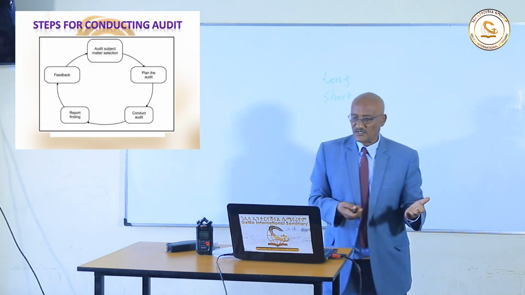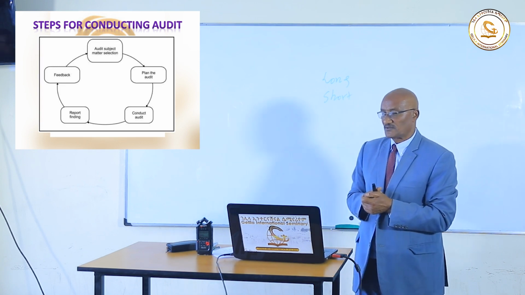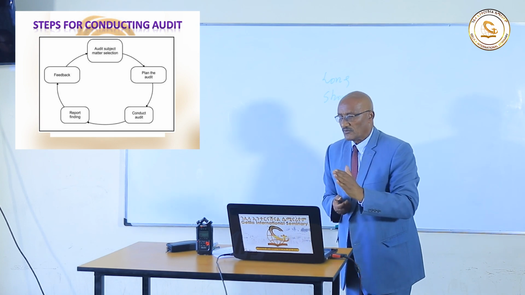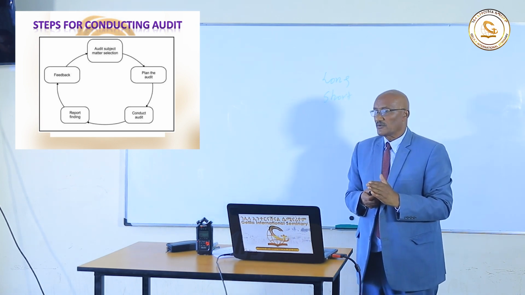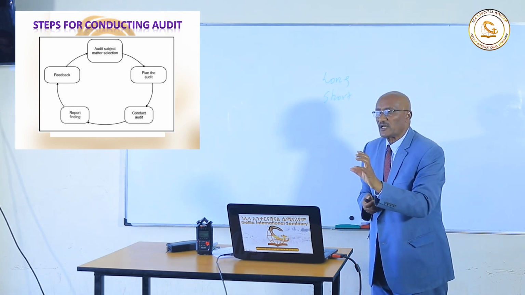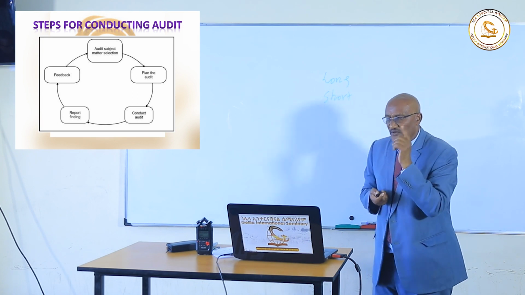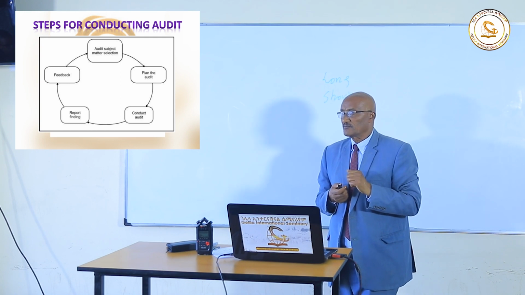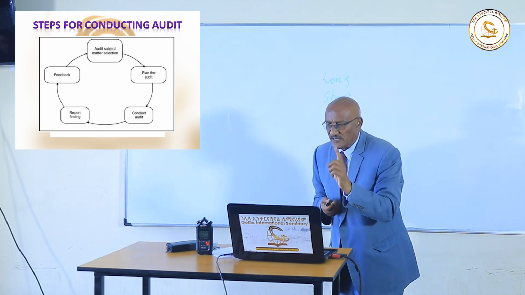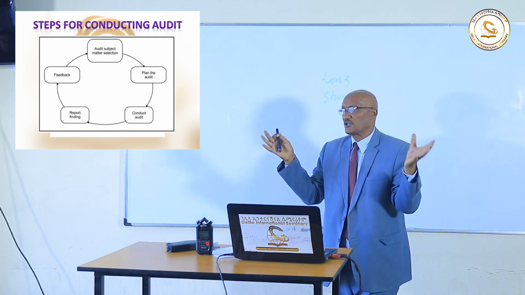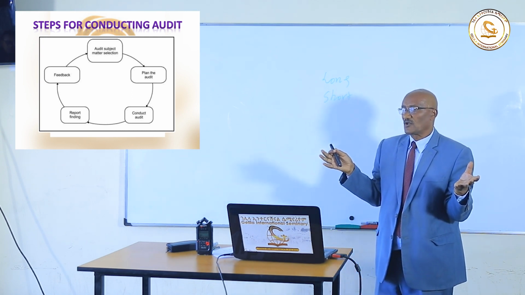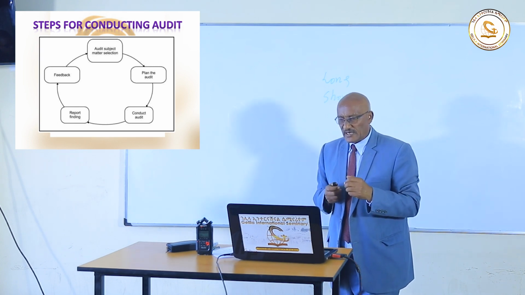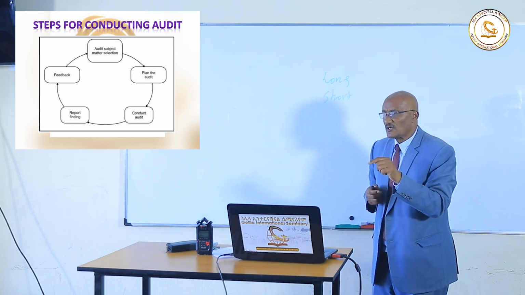In terms of the steps, these are the steps expected to be done. The first one is audit subject matter selection. Which area are you going to make a kind of subject area? Second one is plan the audit.